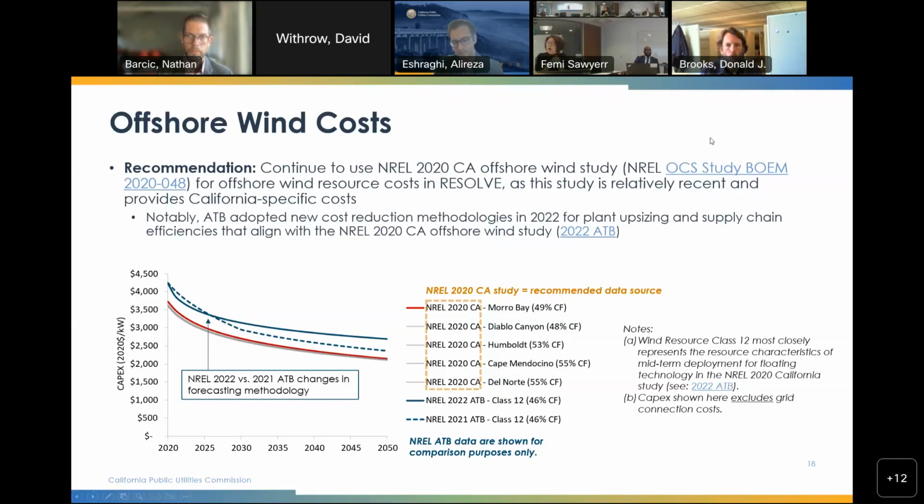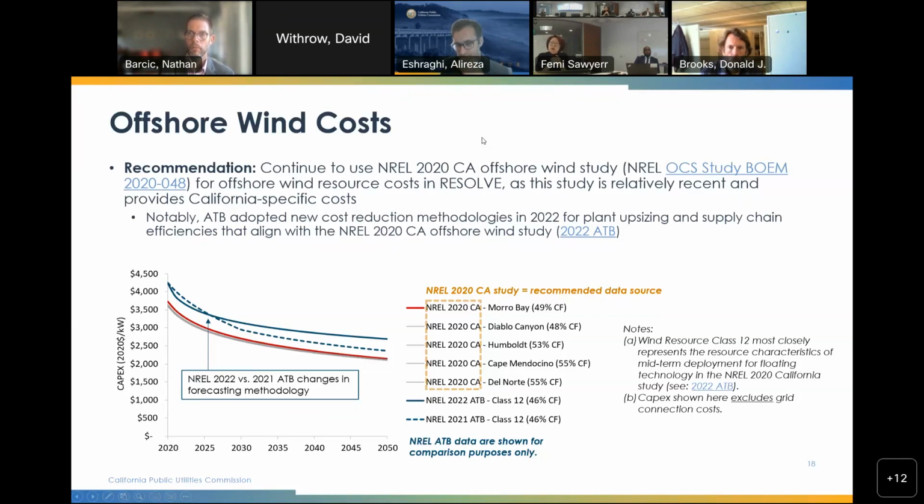In addition, the NREL California study was published in 2020, which is still pretty recent. And it also provides California-specific cost and technology assumptions. And based on these reasons, we are recommending that we continue to use the NREL California offshore wind study for offshore wind costs in RESOLVE.